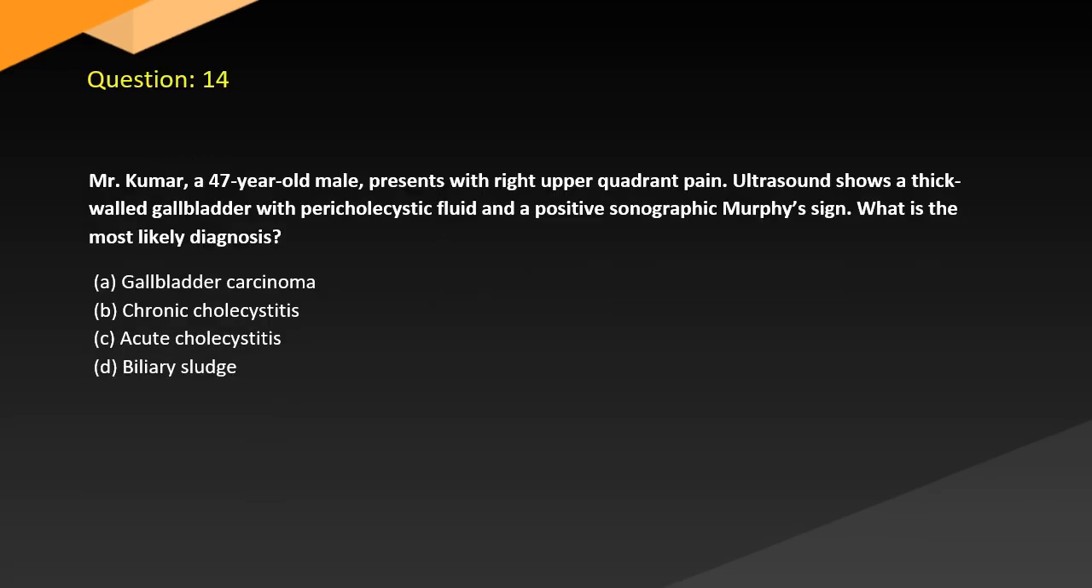Question 14. Kumar, a 47-year-old male, presents with right upper quadrant pain. Ultrasound shows a thick-walled gallbladder with pericholecystic fluid and a positive sonographic Murphy sign. What is the most likely diagnosis? A. Gallbladder carcinoma. B. Chronic cholecystitis. C. Acute cholecystitis. D. Biliary sludge.